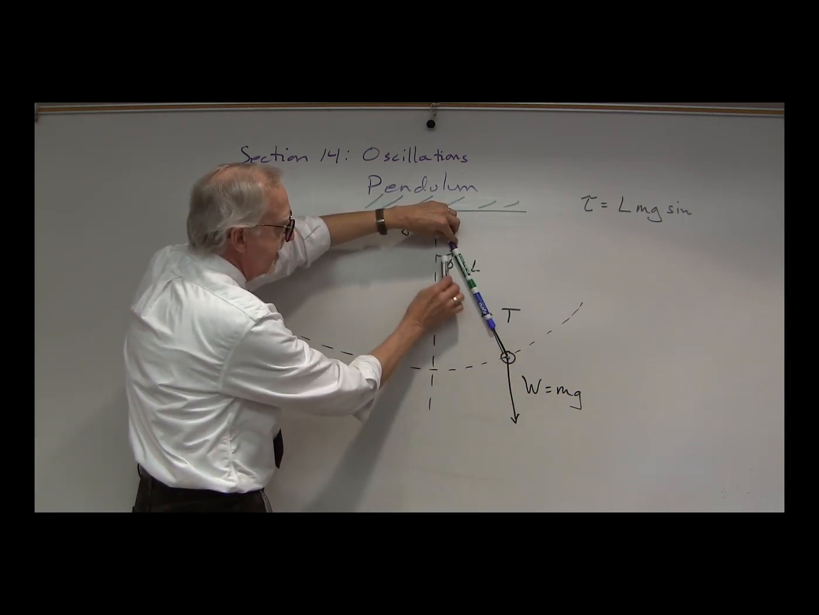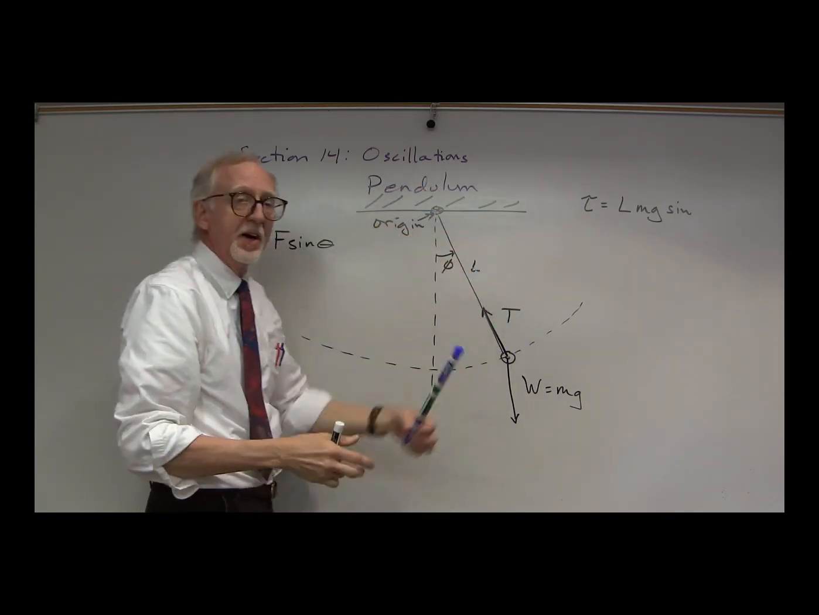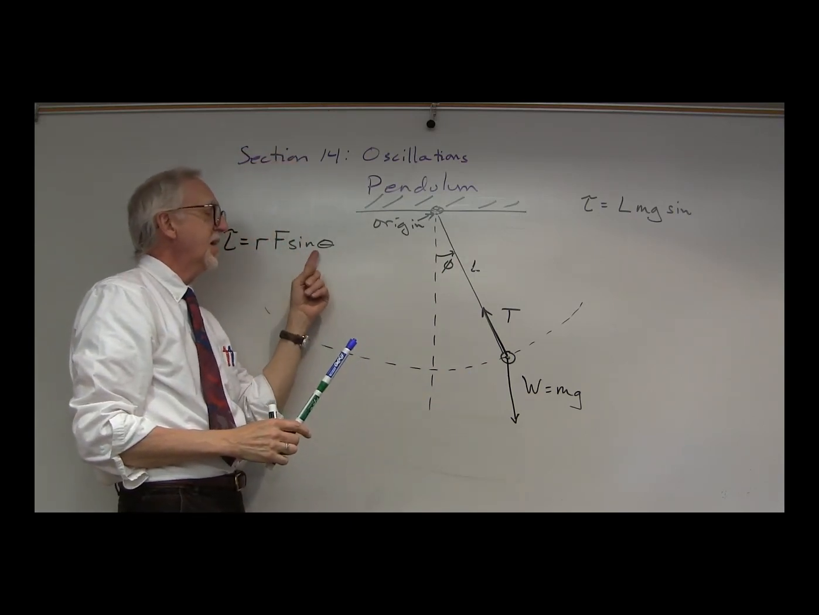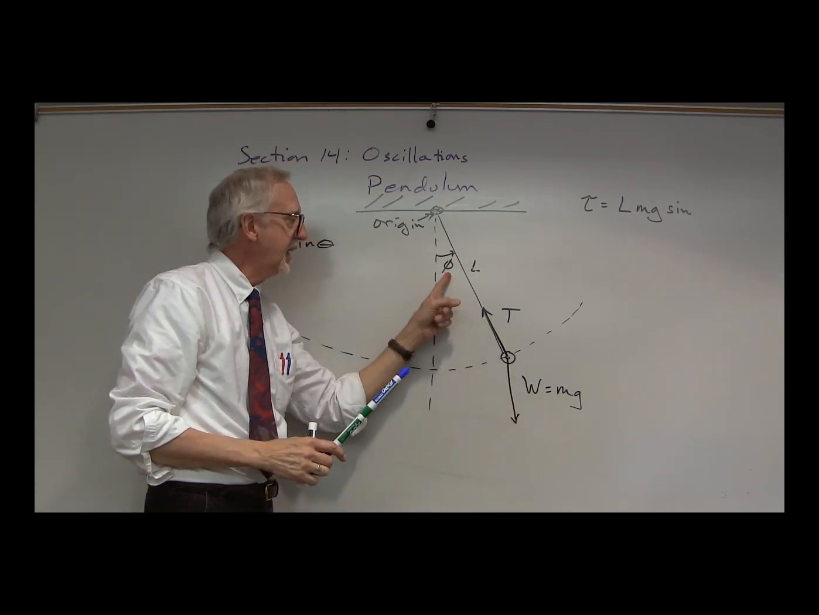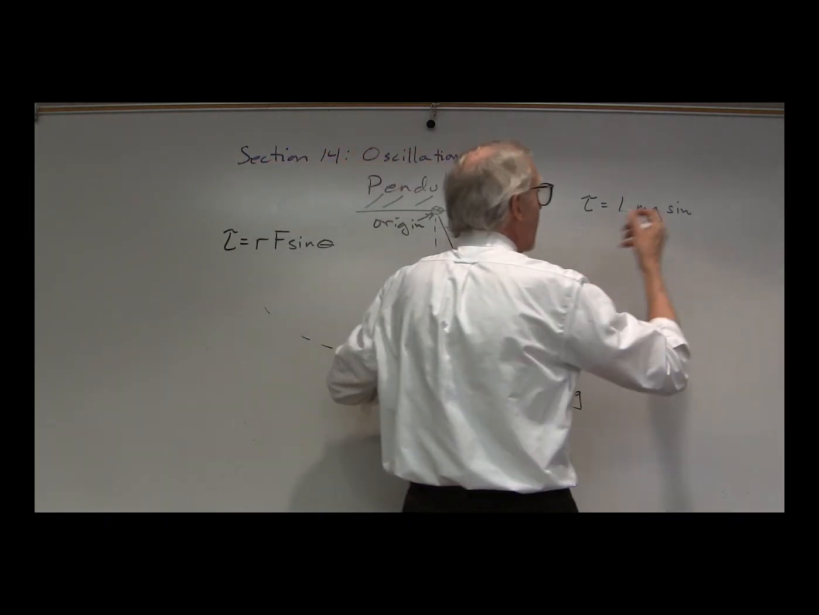Well, we'll put them tail to tail, straight down. What's the angle between R and F? Well, it's exactly how we defined phi. So theta now for the weight is our angle phi. So in this case, sine phi.